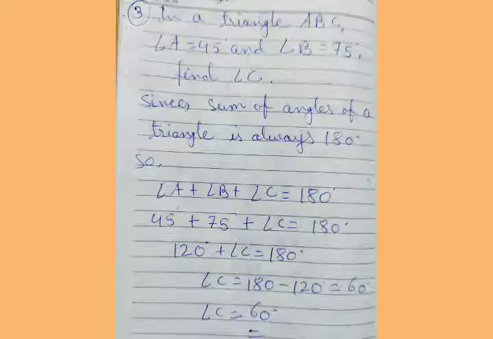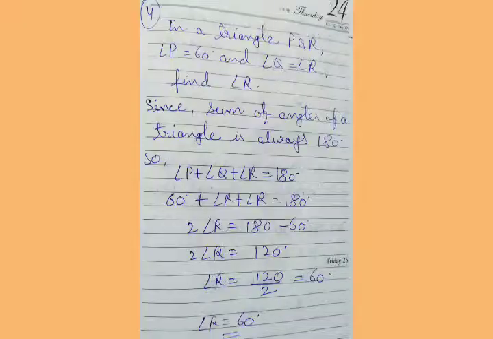And so angle C is equal to what? 60 degree. Now next, question number 4. In a triangle PQR, angle P is 60 degree and angle Q is equal to angle R. Find angle R. Means in place of Q we can write what?